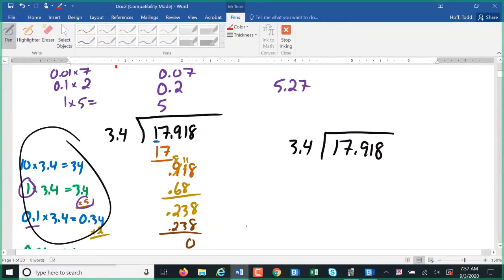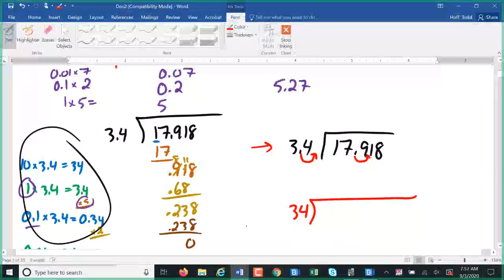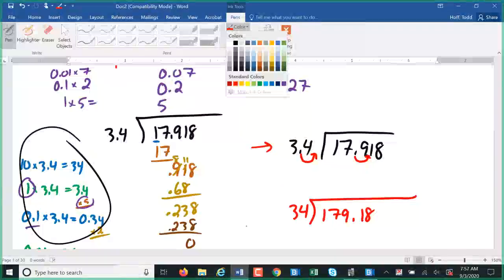And what we do is we take the number we're dividing by, which is the 3.4, and we get rid of the decimals. There's one decimal place here, so I move the decimal point over one spot to get rid of the decimal. That is now 34. And we were taught, however far you move it over here, we got to move it over here the same distance. So this becomes 179.18. Now the question is, why are we able to do that?